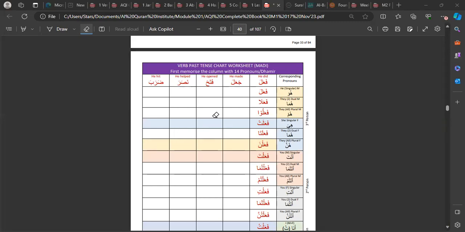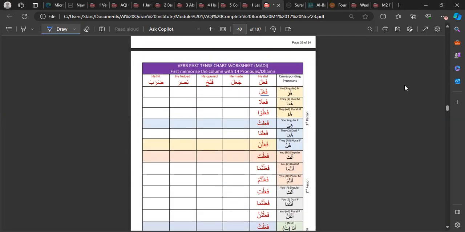Okay, so how do we actually use this information? What it comes down to: these are the hidden doers of the verb. So if you look at the verbs, we have here fa'ala, the first one at the top. The hidden doer, the hidden fa'il, is huwa. He did. Huwa is he. So this is the hidden fa'il.